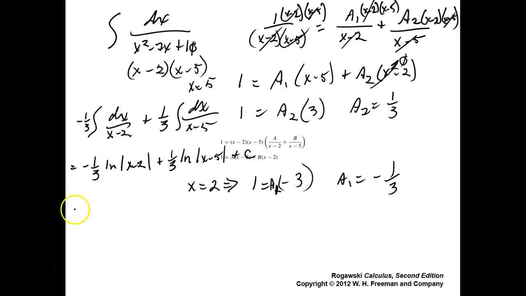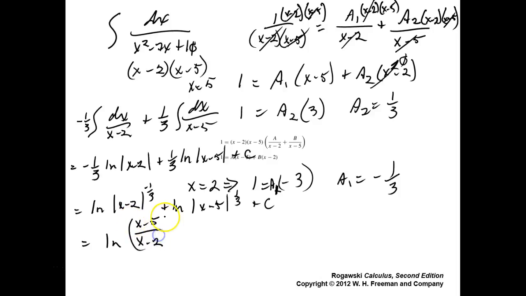Now, if you wanted to, you could rewrite this as ln of x minus 2 to the negative 1/3 power plus ln of x minus 5 to the positive 1/3 power plus C. And you could combine those first two to be ln of x minus 5 over x minus 2 to the 1/3 power. Now, technically, you still should have absolute value bars there. I wrote parentheses, it should be absolute value bars. And have that as plus C. It doesn't matter if you leave it in that form or the other. In fact, they didn't even change it. They left it in the form from the line above.